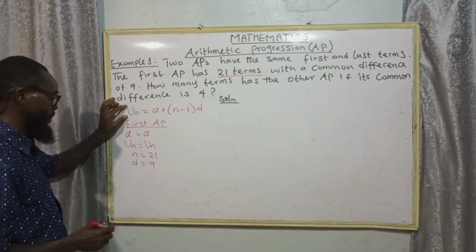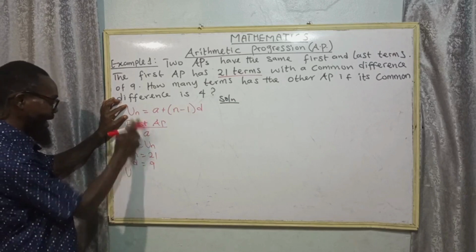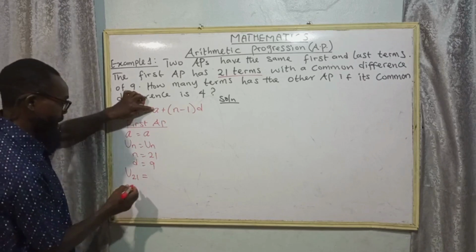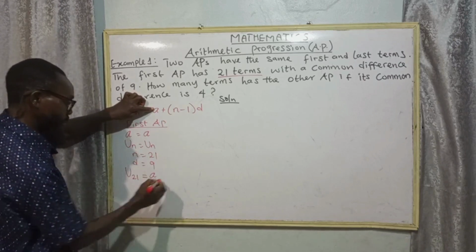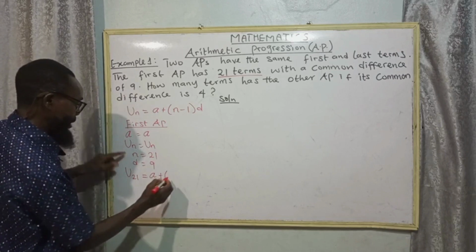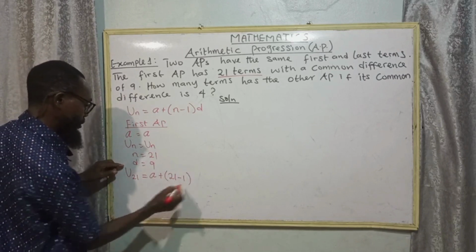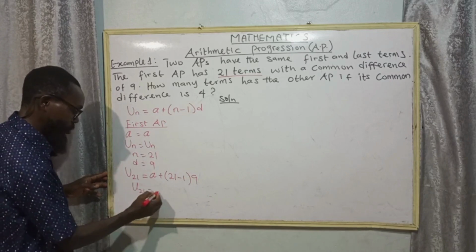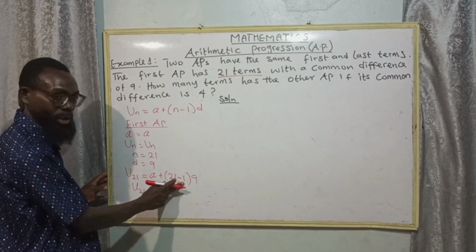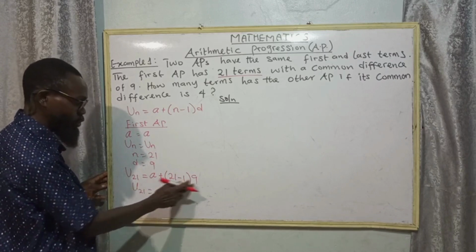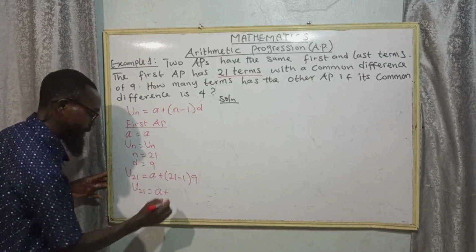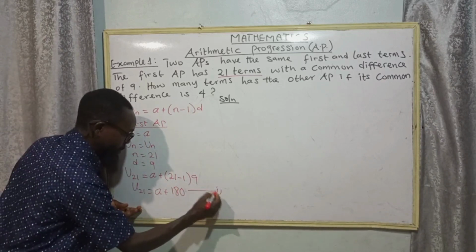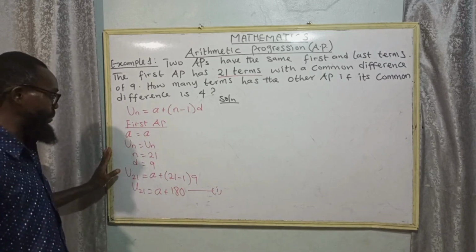From this formula, our n is 21, so u21 is equal to our first term A plus our n, which is 21 minus 1, times our d, which is 9. So we have u21 equals a plus 21 minus 1, we have 20. So 20 multiplied by 9, that is what? 180. Now, let's call this equation 1. This is for the first AP.